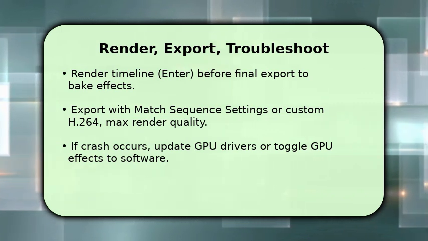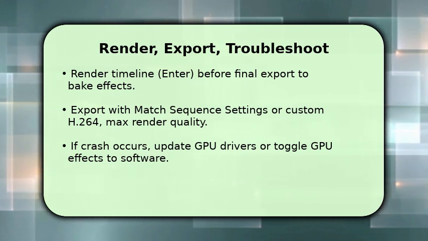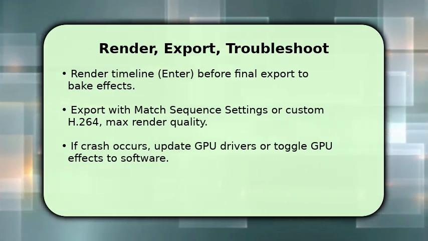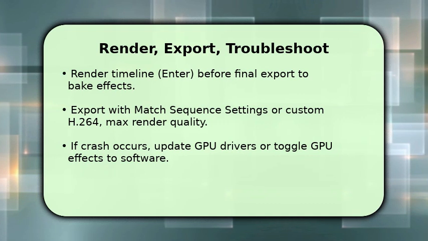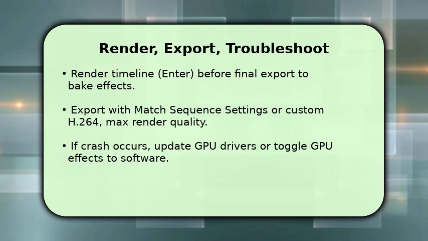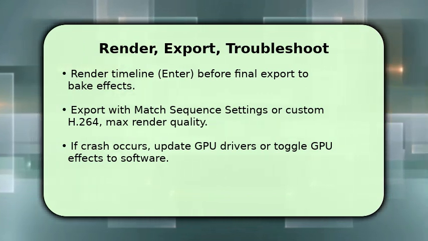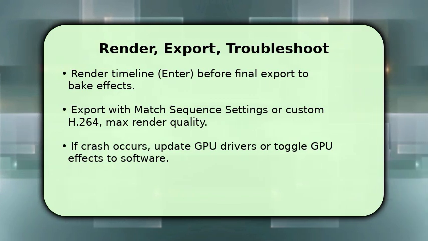If you see glitches or crashes during export, update GPU drivers, toggle renderer to Mercury Playback Engine software only, and clear media cache before retrying. One key troubleshooting tip: if the plugin causes persistent crashes, disable it and test a single clip to isolate the issue.